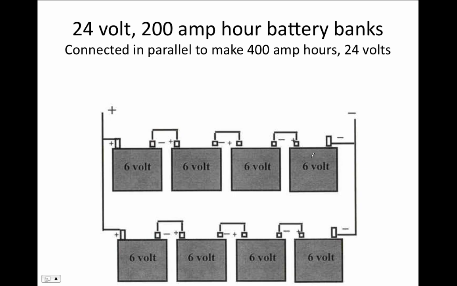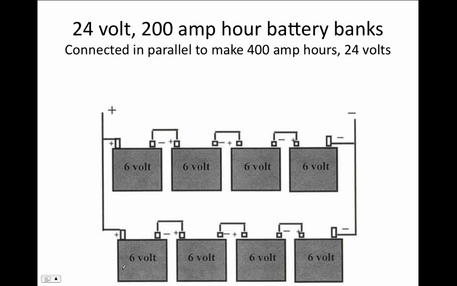Now, let's say I want to do 24 volts, but I need 400 amp hours. So then what I'd do is create another 24 volt 200 amp hour battery bank by connecting 4 batteries in series.